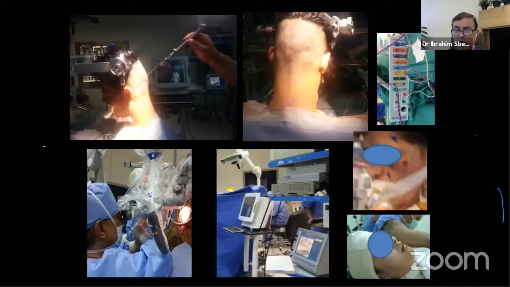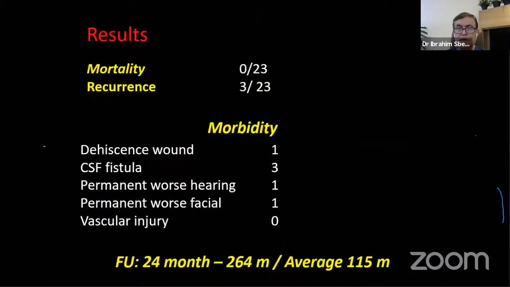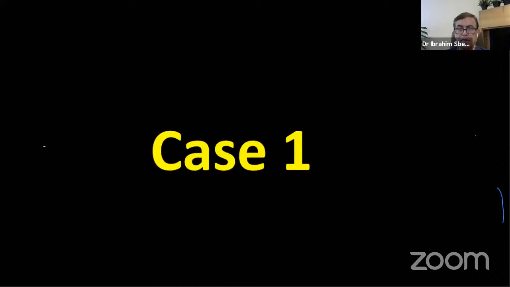Cranial nerve monitoring and so on. No mortality in my series. Recurrence I've seen in 3 cases. Morbidity, as with others: dehiscence of the wound, 1 CSF fistula, permanent hearing getting worse, permanent facial weakness in 1, no vascular injury, and very, very long follow-up. Let me present to you some of these cases.